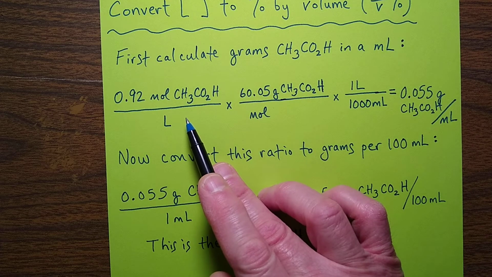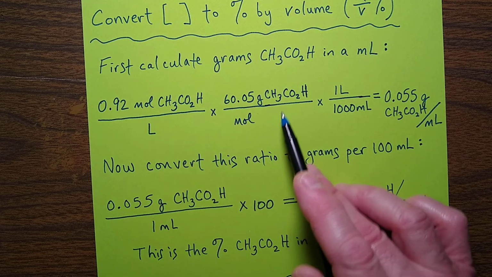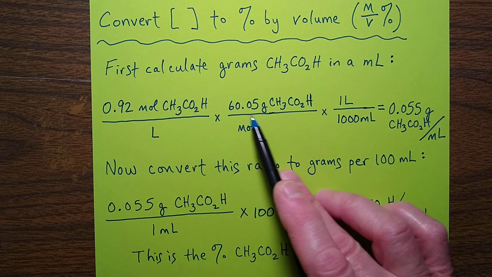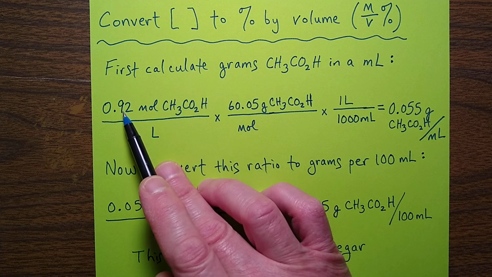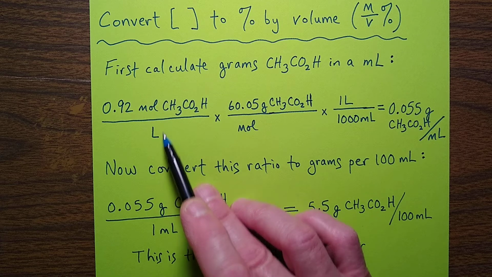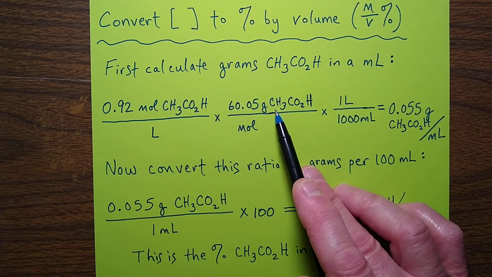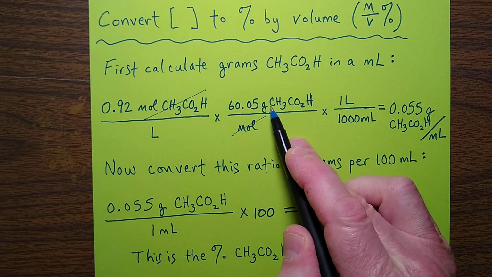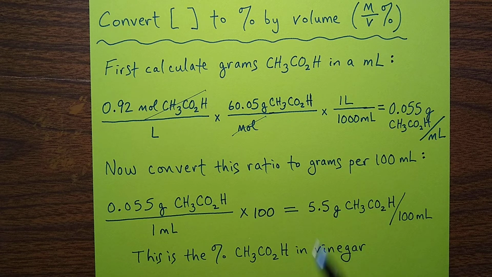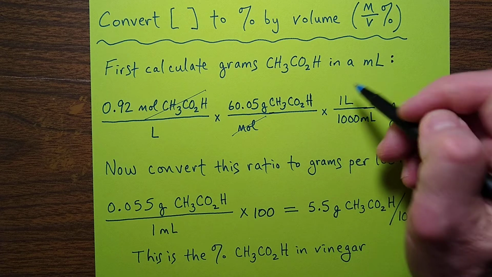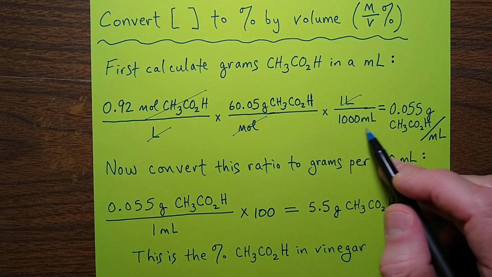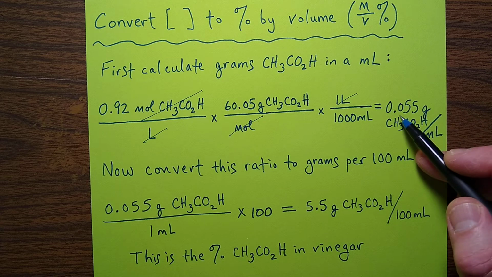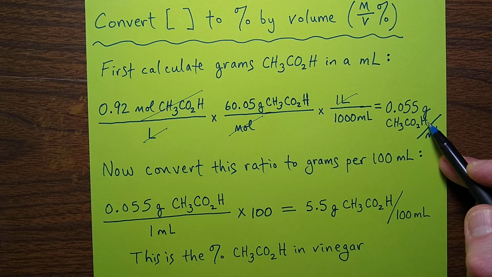Now what I need to do is to convert moles to grams, I need the molar mass of acetic acid. You can look it up or calculate it. It's 60.05 grams per mole. So 0.92 moles per liter of acetic acid times 60.05 grams of acetic acid per mole. The mole unit cancels, top and bottom. I get grams per liter, but I want grams per milliliter, so I add this conversion factor, cancel liters with here, and just divide it by 1,000 to get grams over milliliters. And in this particular case, I would get 0.055 grams of acetic acid in a milliliter.